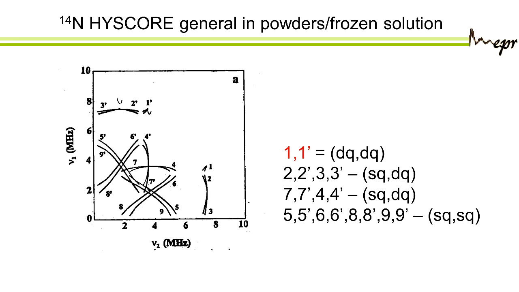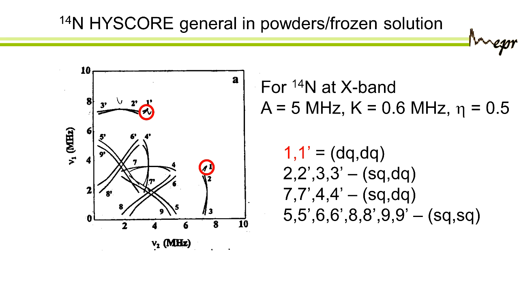sketch of the shape of the cross peaks, and you see they're very broad, they're all over the place. There are only two very narrow ones, and these are the two double quantum transitions of the upper and lower manifold. So many times it's just these that you see. This was just calculated for the case of a hyperfine of 5 megahertz. The value of K is 0.6 megahertz and eta is 0.5.